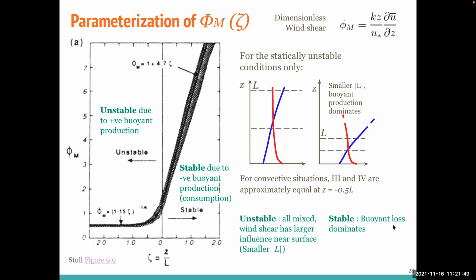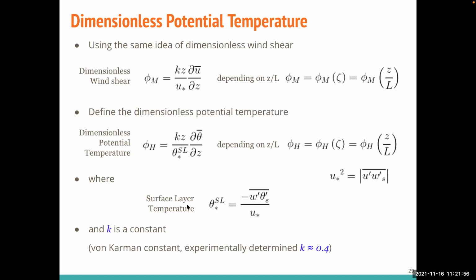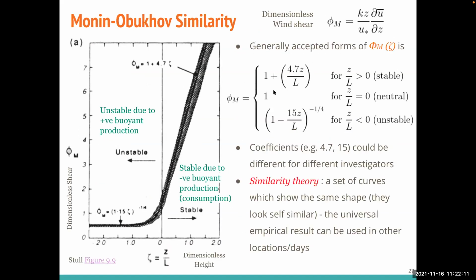For the stable condition, buoyant loss dominates on the right-hand side, even if you have shear. Okay, because we have defined the dimensionless wind shear in here, we have wind shear and the normalized term. Dimensionless wind shear, depending on the height, we have the parametrization for that. So the so-called parametrization is this, okay? We parameterize it over some of the terms that we know.